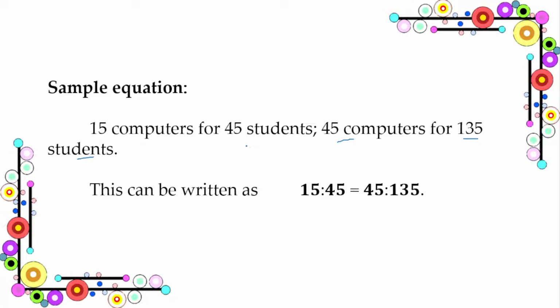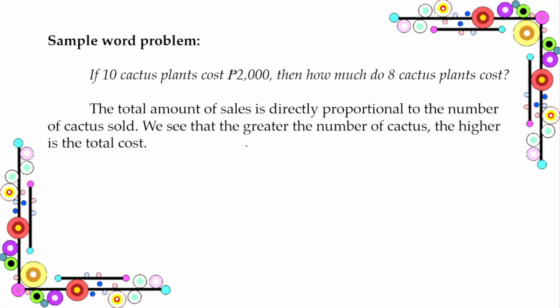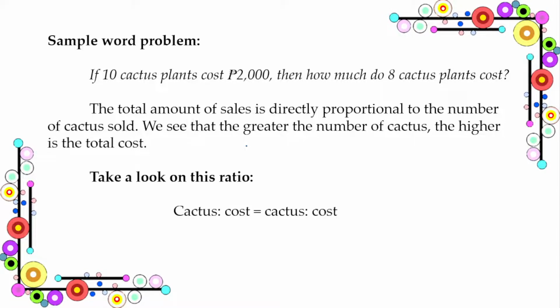So, let's have a sample word problem. If 10 cactus plants cost 2,000 pesos, then how much do 8 cactus plants cost? So the total amount of sales is directly proportional to the number of cactus sold. We see that the greater the number of cactus, the higher is the total cost. So take a look at this ratio. Cactus is to cactus equals cactus is to cost. So this can be written as 10 is to 2,000, which is the cost, equals 8 is to x because we're finding for the cost.